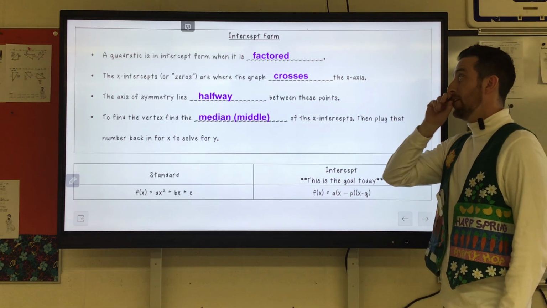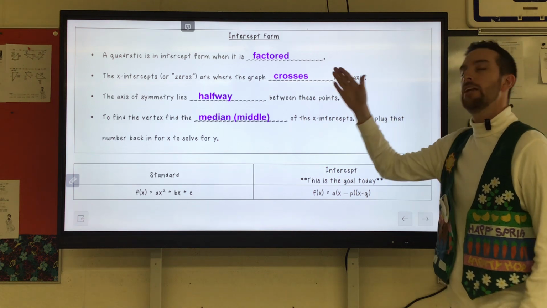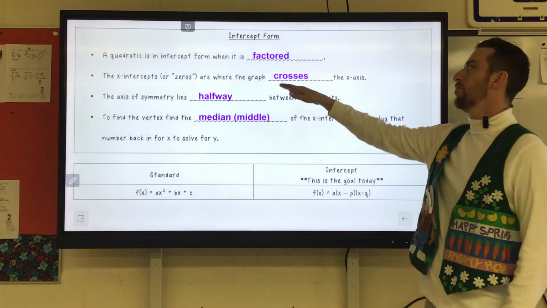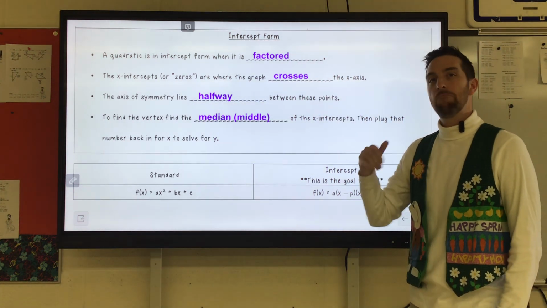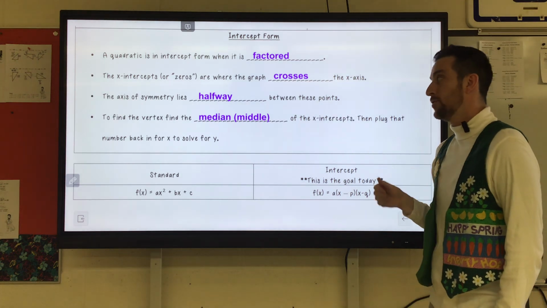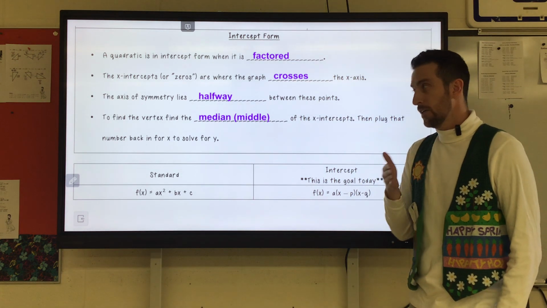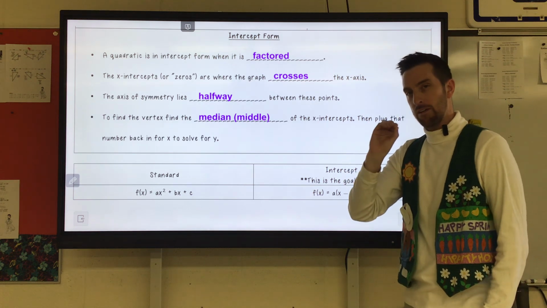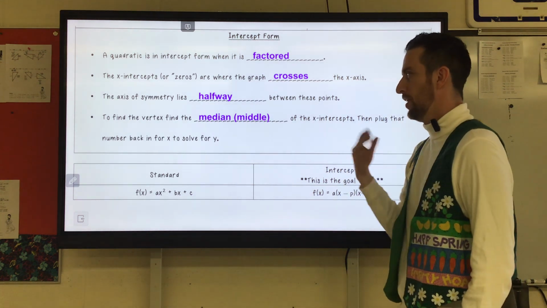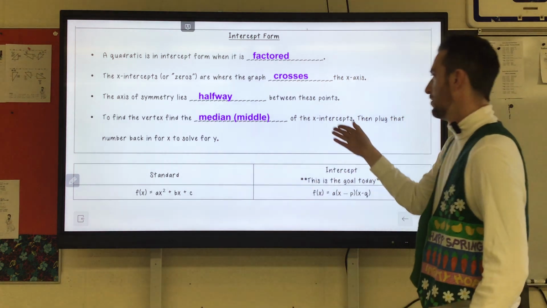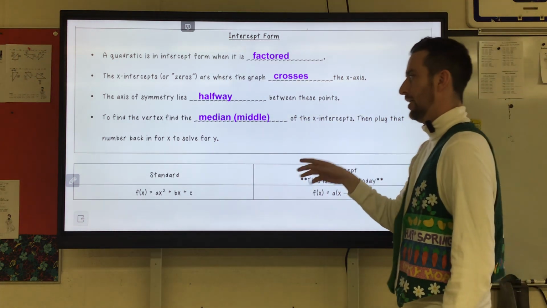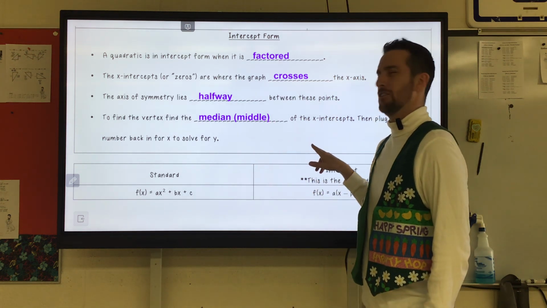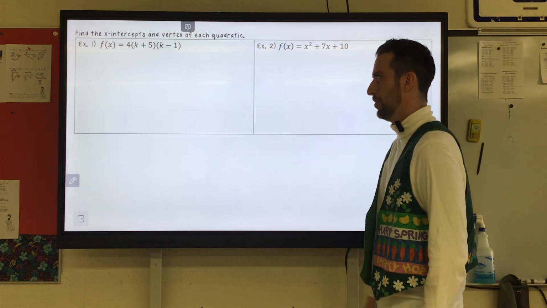So a quadratic is in intercept form when it is factored completely. The x-intercepts, or zeros, are where the graph crosses the x-axis. And the axis of symmetry is halfway in between those. So we're going to find the middle between the two zeros, and that's going to be the x-coordinate of our vertex. And I'll show you then how we would find the y value. It says right here, then plug that number back in for x to solve for y. You've got the blanks, pause it here, get them down, and then let's actually get after it, and you'll see all this come into play.